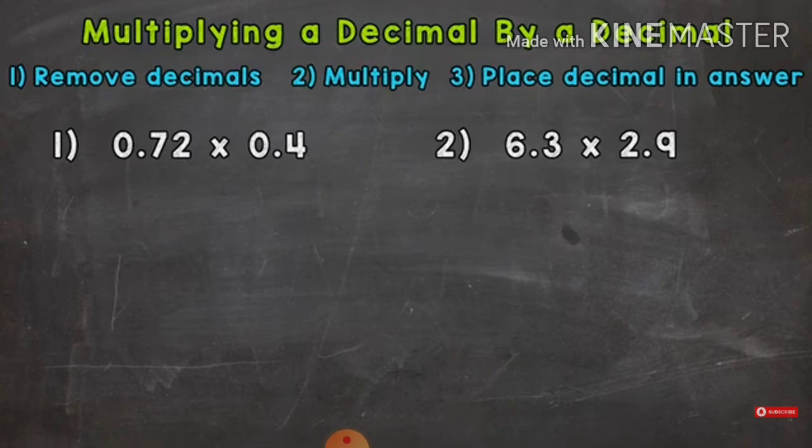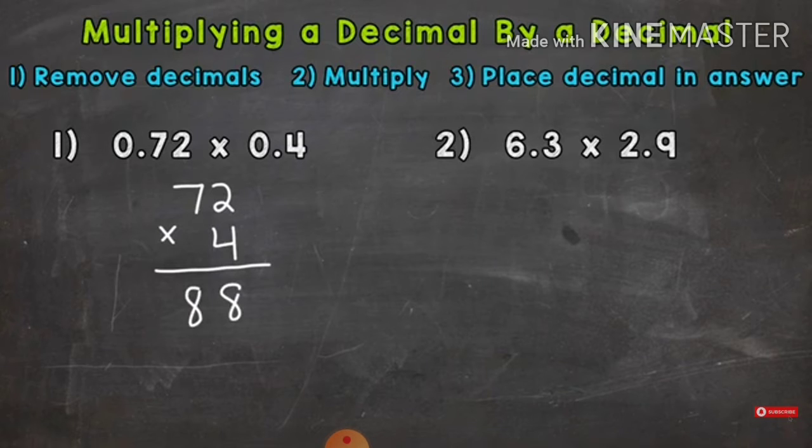So we can rewrite it as 72 times 4. Now these decimals will come back into play later in the problem. Step 2, we multiply just like we would any other whole numbers. So 72 times 4 here, 4 times 2 is 8. And then 4 times 7 is 28. And we get 288 there.